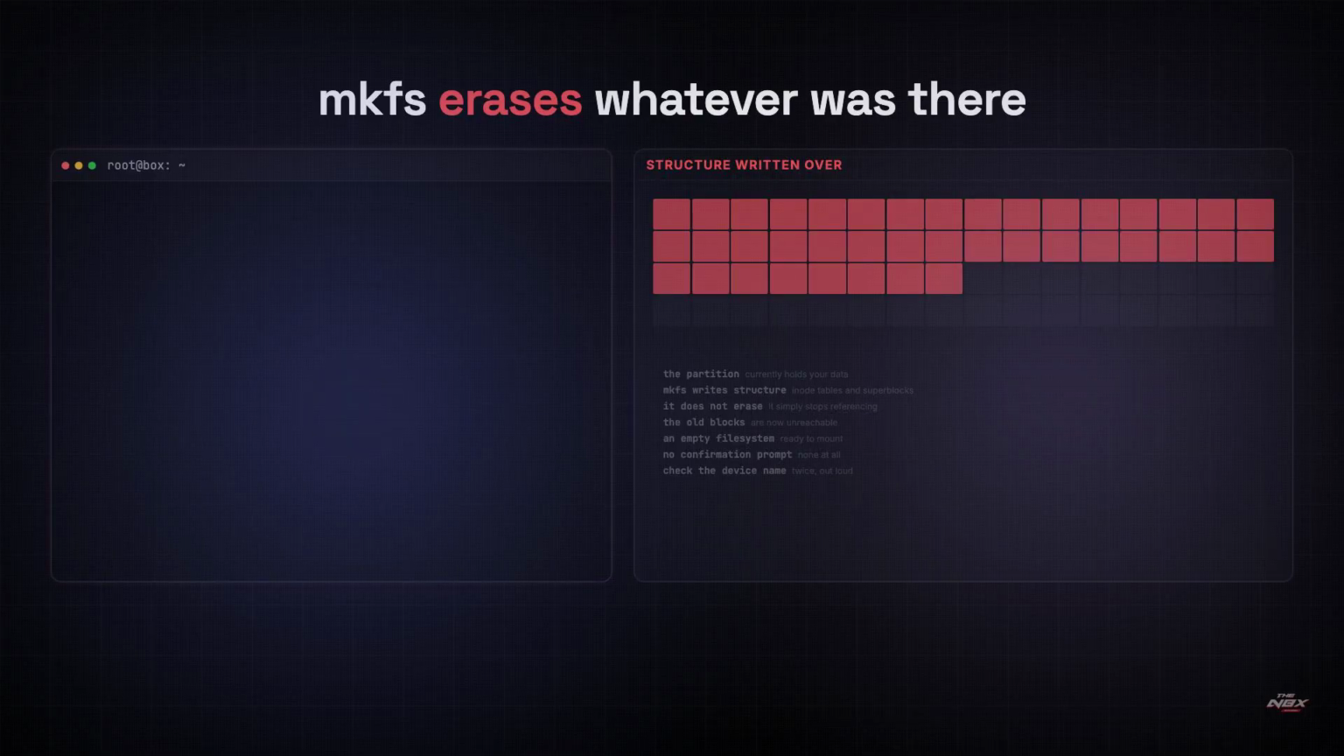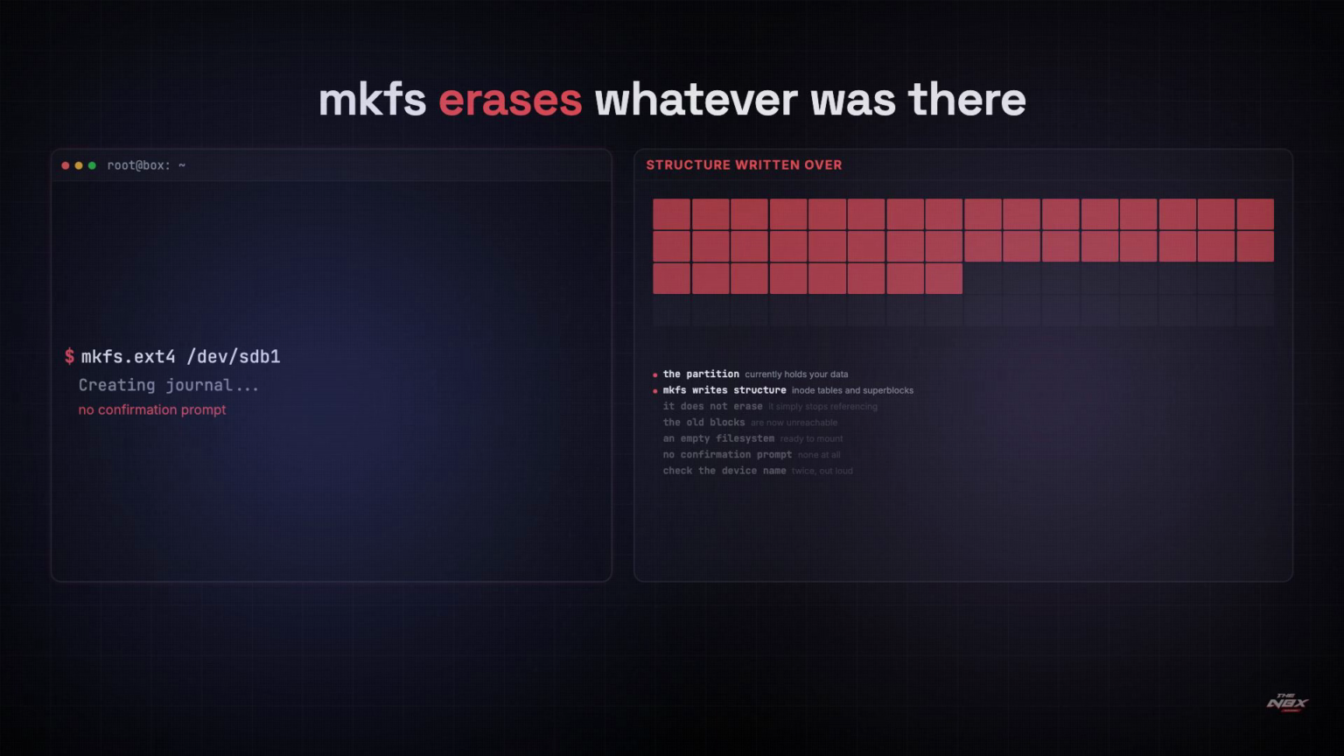A partition is just a region of a disk. On its own, it can't hold files at all. Something has to write the structure which turns it into a file system, and that something is mkfs. Before you run it, the partition holds your data. As it runs, it writes structure: inode tables, superblocks, the bookkeeping a file system needs to exist.